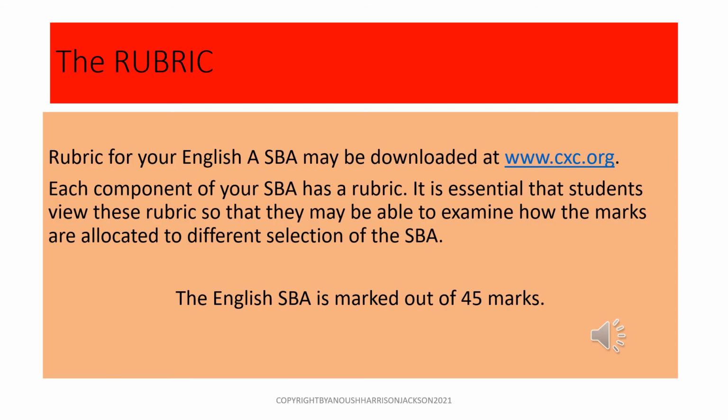Your English SBA may be downloaded at www.csec.org. Each component of your SBA has a rubric. It is essential that students view these rubrics so that they may be able to examine how the marks are allocated to different sections of the SBA. Your English SBA is marked out of 45 marks. Here's a sample of the overall rubric.